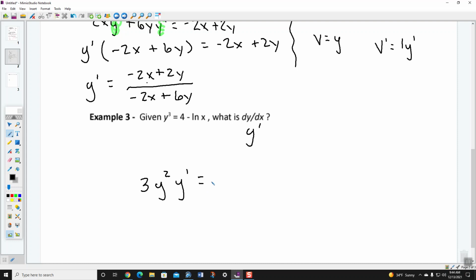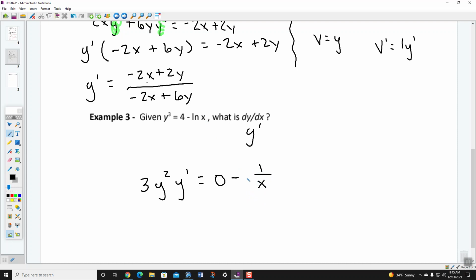I agree with the left side. Well, 4 is a constant, so it'll be 0. Can I recall the derivative for natural log of x? Close. You're thinking of exponentials. It's actually u prime over u. So what's the derivative of x? 1 over x, okay?